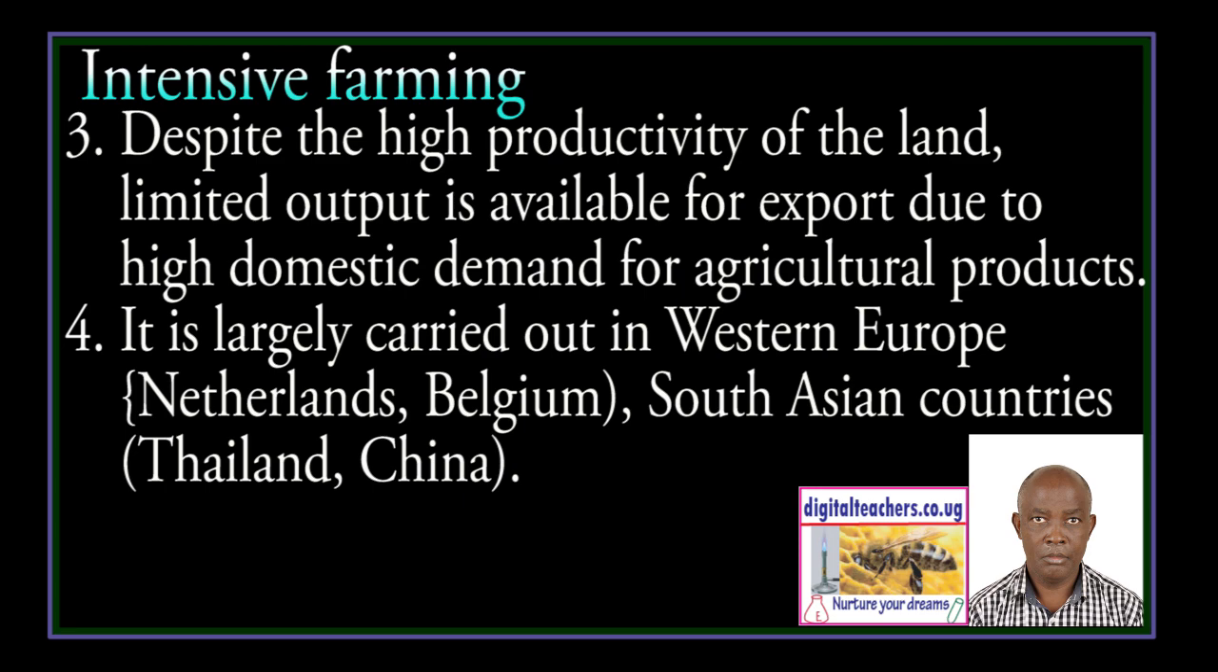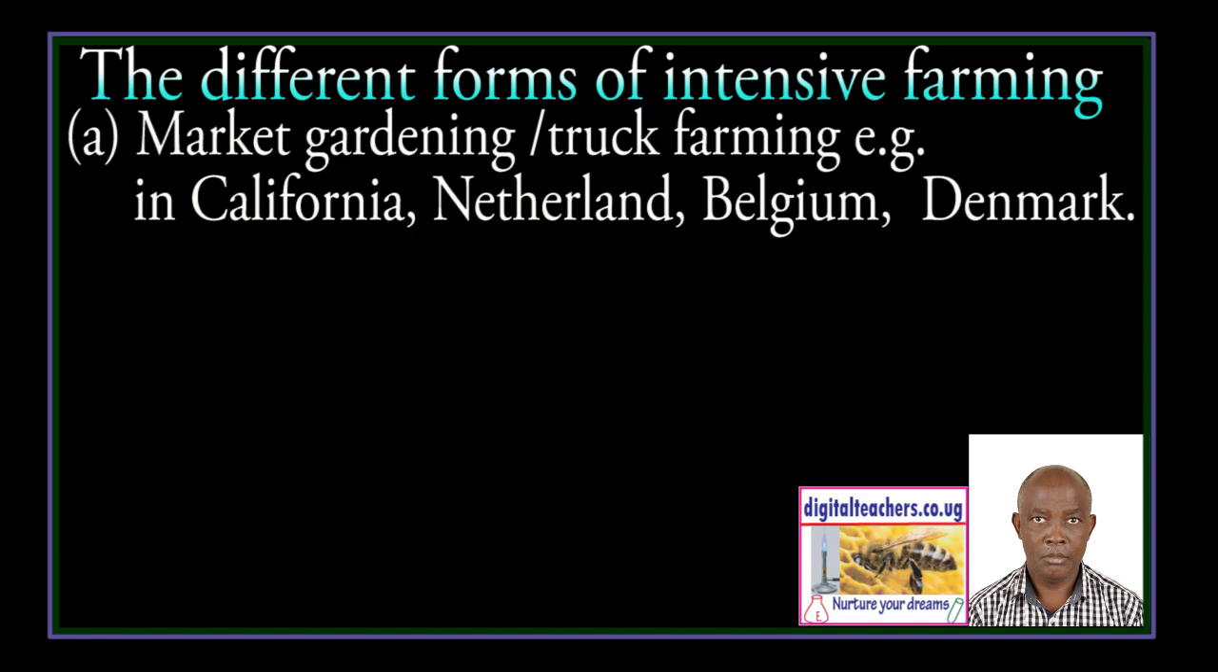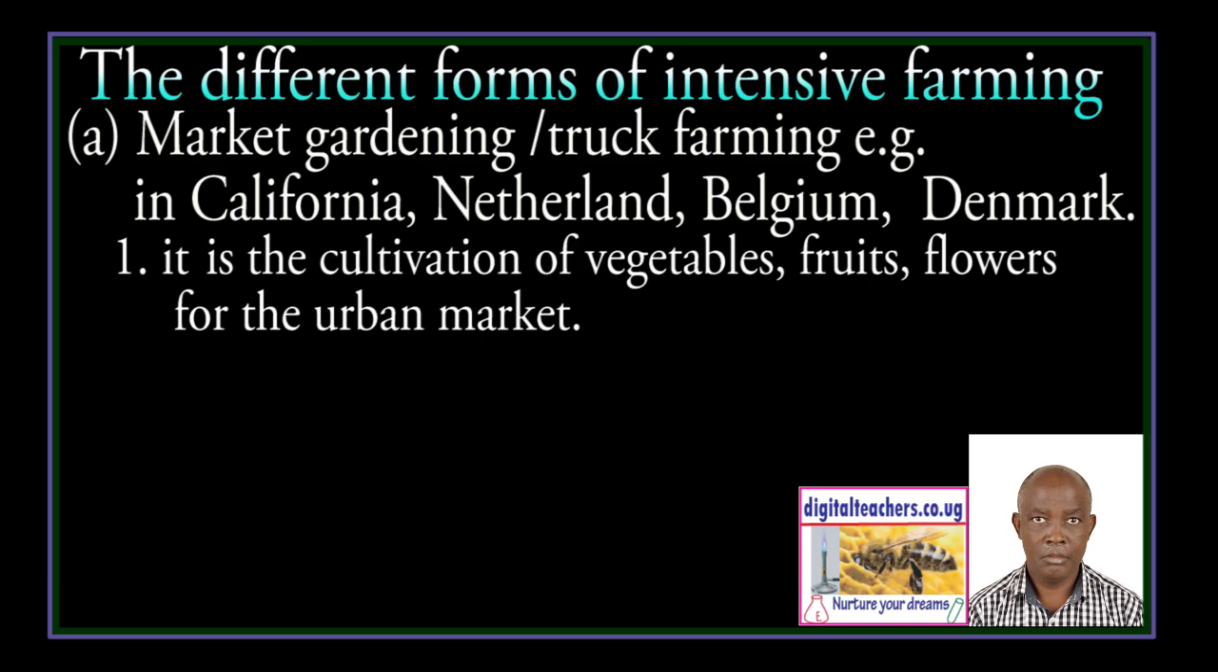It is largely carried out in Western Europe, such as Netherlands and Belgium, and South Asian countries such as Thailand and China. The different forms of intensive farming include market gardening or truck farming. For example, in California, Netherlands, Belgium, Denmark. It is the cultivation of vegetables, fruits, flowers for urban market.